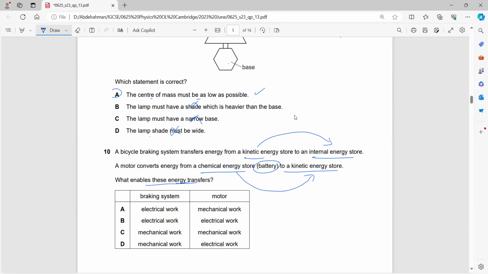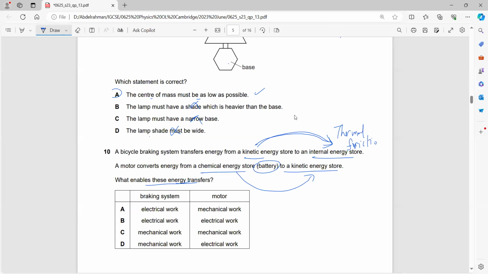Can someone help me out? Okay. Braking system, yes, it has to be mechanical. Why? Because you're exerting some force over some distance, or you're exerting some force due to the brakes, which converts this kinetic energy into internal energy or thermal energy. Due to what? Due to the friction.